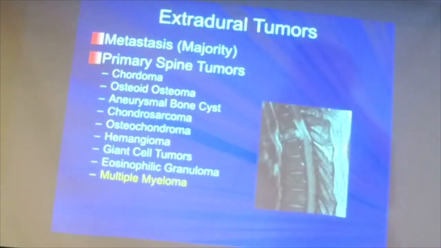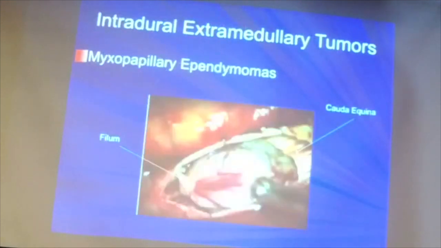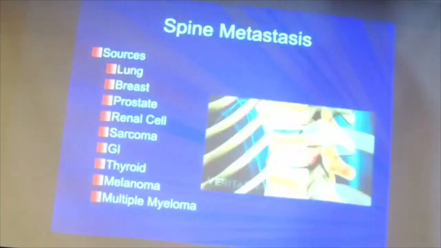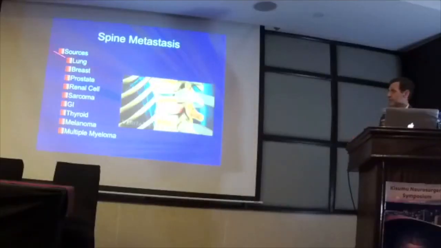Again, the majority of spine tumors that we see are not intramedullary or intradural extramedullary. They're these extradural tumors. And within that category, there are, of course, the primary spine tumors and metastasis. Among metastases, this is a list of possibilities. The list is longer, but these are the most common in descending order. And so what we see most is lung cancer metastasizing to the spine. That may differ from nation to nation depending on how much people smoke and how much tobacco is used. But these are the most common.